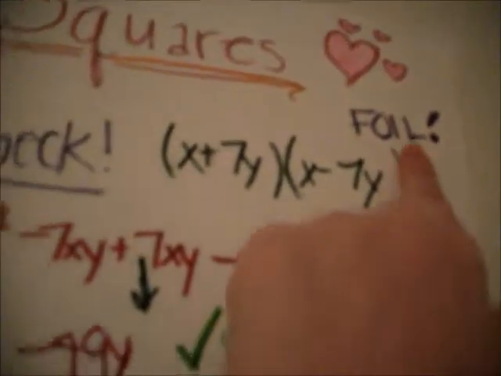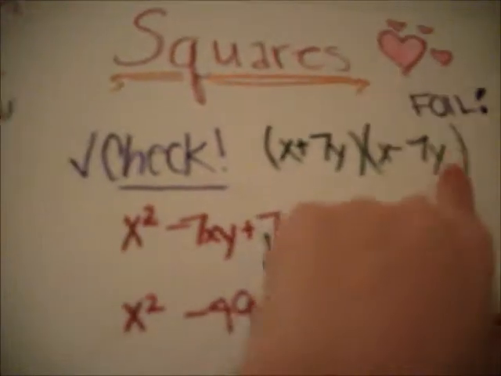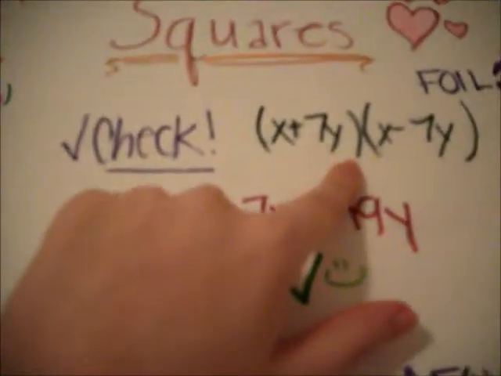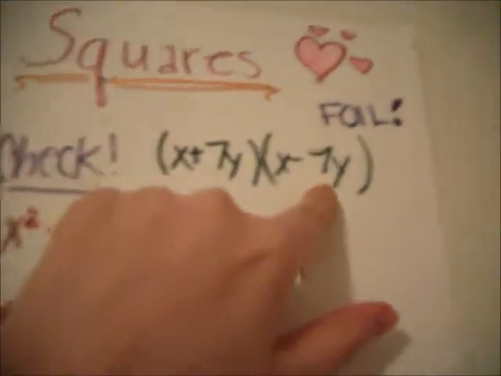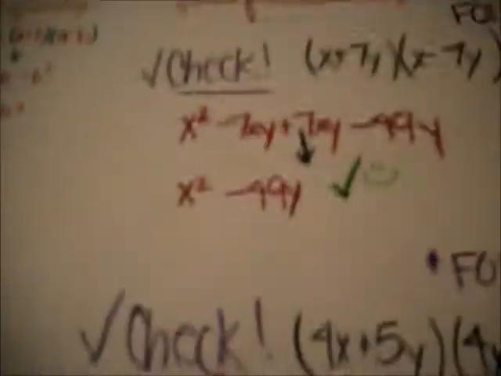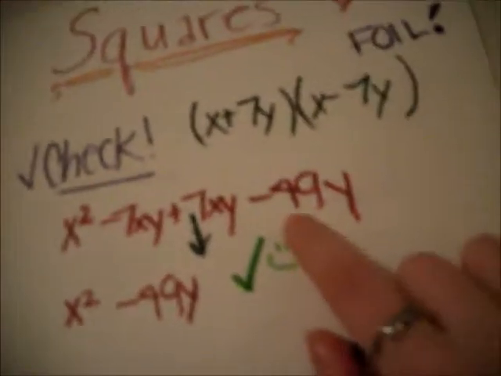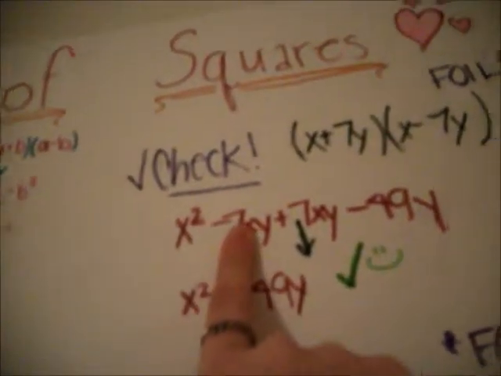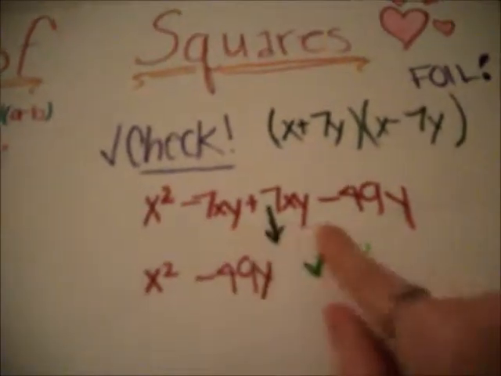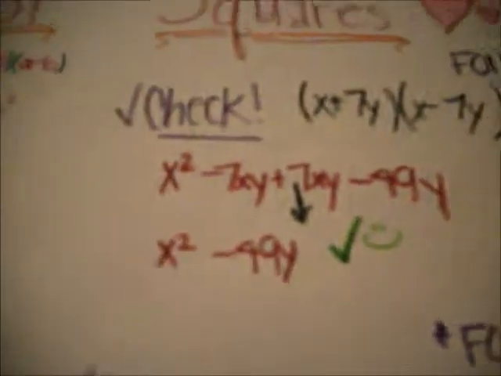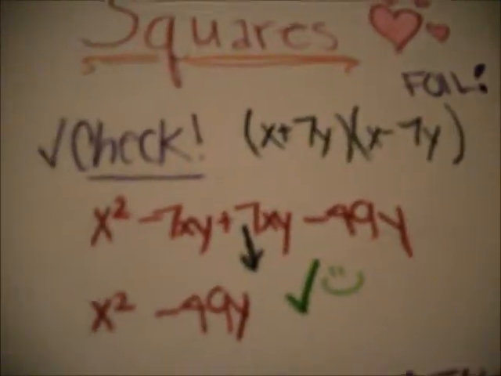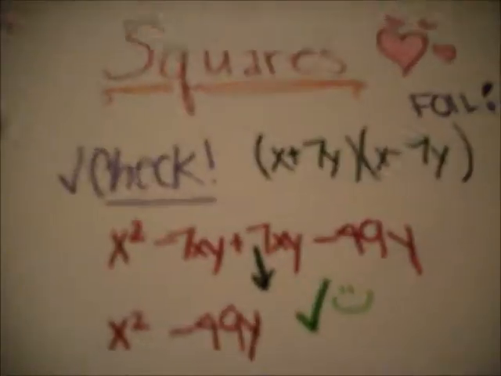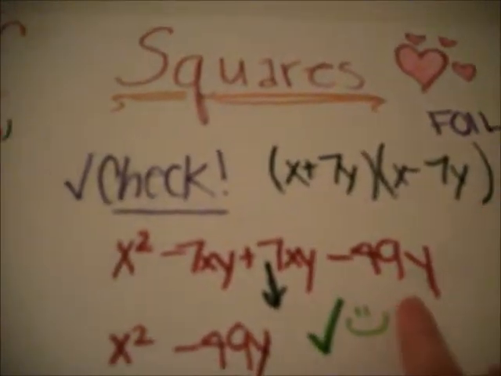And then the last term, that's what L stands for, you have positive 7y multiplied by negative 7y. Do not forget those negative signs. And you are left with negative 49y squared. To simplify this problem, you bring down x squared. Negative 7xy plus positive 7xy cancels out, so there you're left with 0, and you don't have to put that there. It's unnecessary numbers. And then you're left with negative 49y squared, and you can't really do anything with that.